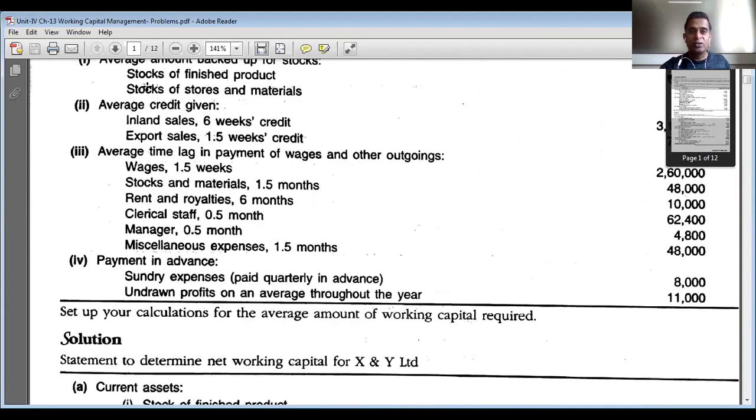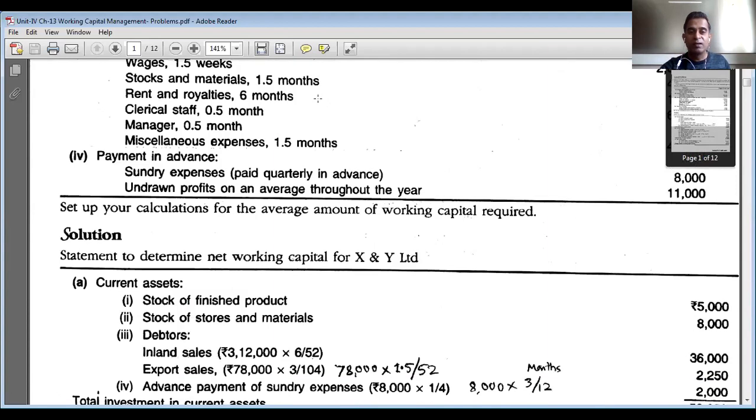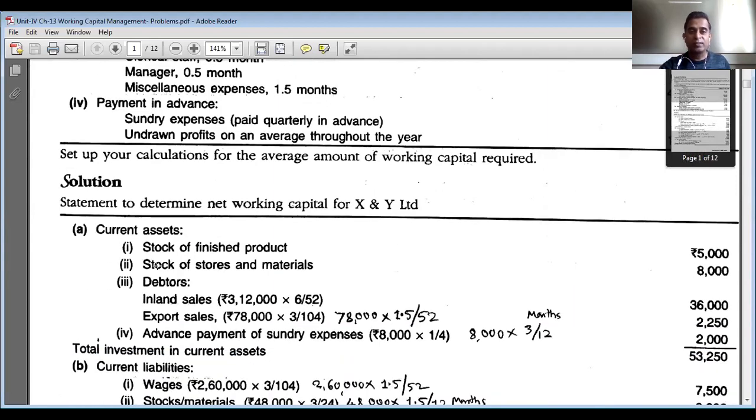What I said in the beginning is that the working capital required to finance stock of finished goods is readily given, so we are going to write it as it is, 5,000 rupees. And the second data, stocks of stores and materials, is nothing but raw material. So the working capital required to finance stock of raw materials is also readily given, 8,000 rupees.